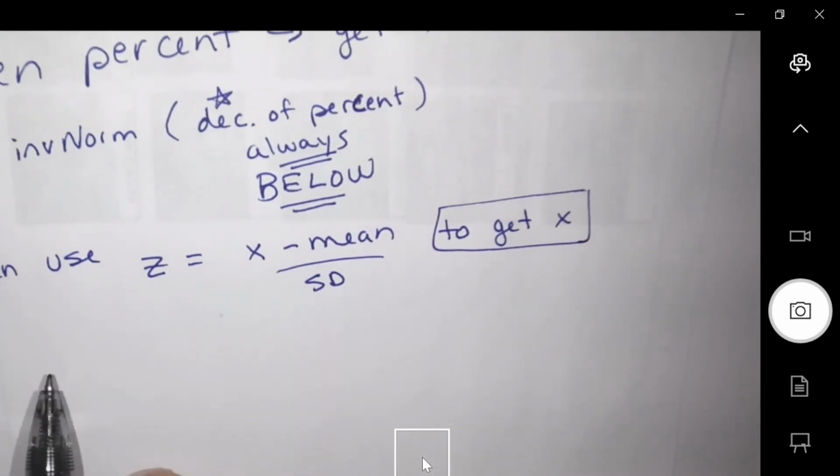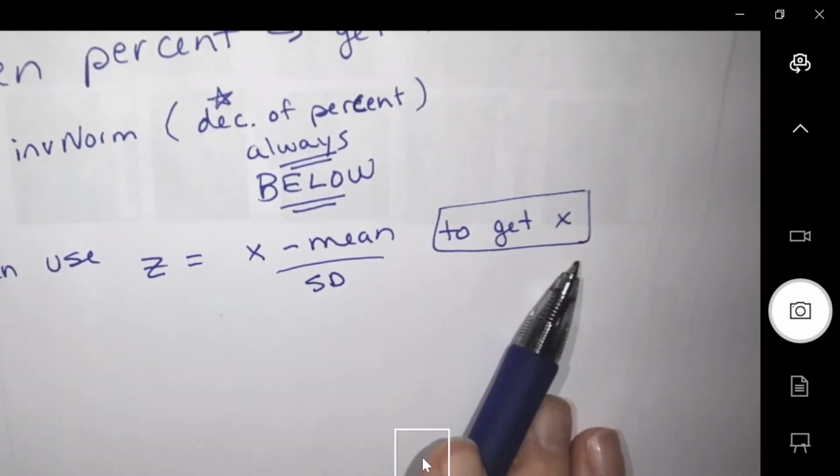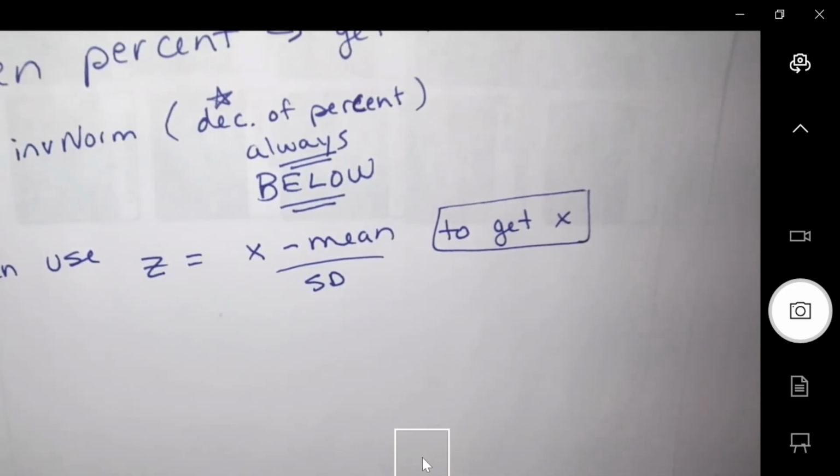Okay, then you're going to have to use the z-score formula to get back to what your actual x is in real life, okay? Because z-scores don't mean anything to your data until you convert it back to your data, right? Whether you're talking about a test score or a bowling score or whatever.